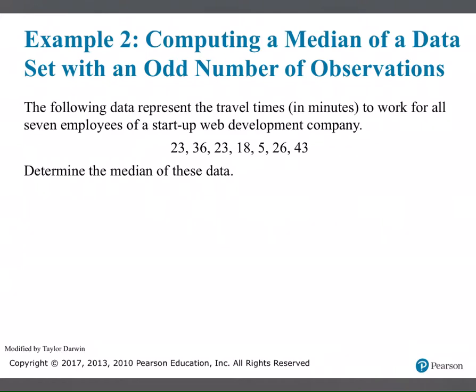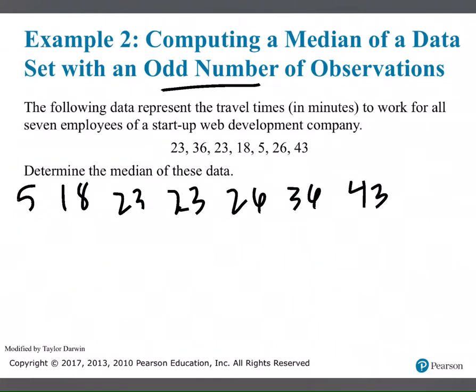This says compute the median of a data set with an odd number of observations, so kind of like what I was telling you about. So here's the steps. You want to put it in ascending order first. So 5, 18, 23, 23, 26, 36, 43. And as you do that, if you want to mark out what you've used, that's not a bad strategy either. And then you can say, I know I've got 7 observations, aka 7 employees, so I know the middle number is going to be 4.